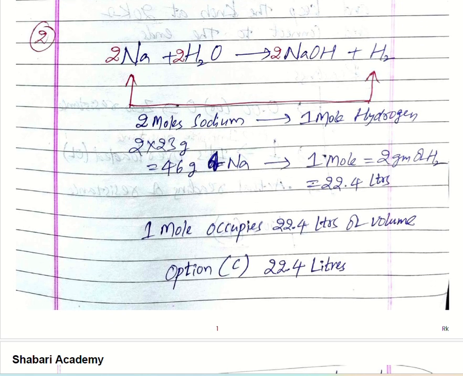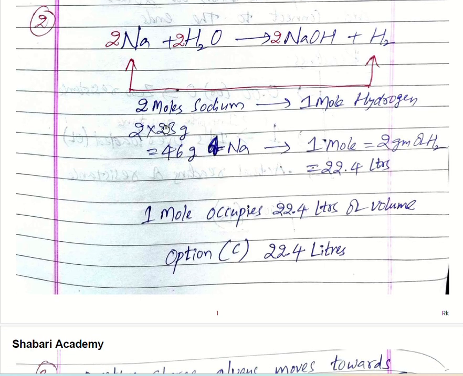That means if you use 2 moles of sodium, 1 mole of hydrogen will form. Actually, the weight of 1 mole of sodium is 23 grams, so 23 into 2 gives 46 grams. So 46 grams means 2 moles, and that gives 1 mole of hydrogen, which is 2 grams. So 1 mole of any gas occupies 22.4 liters of volume. So the final answer is C.